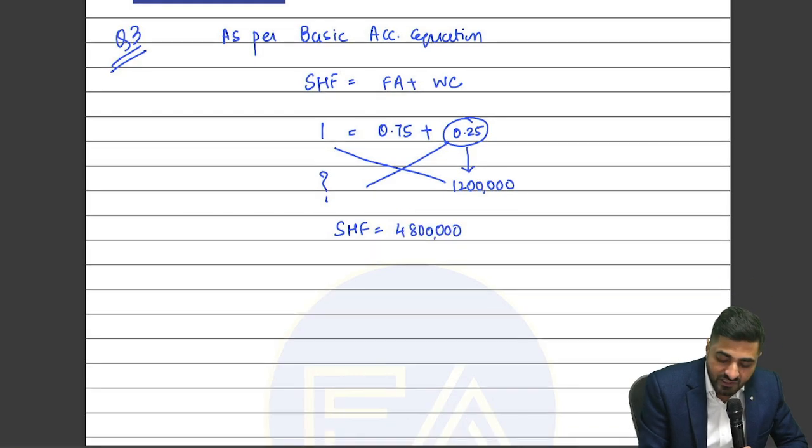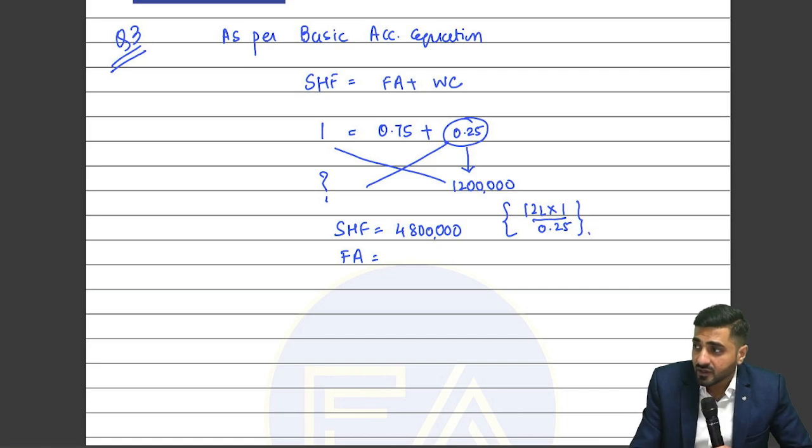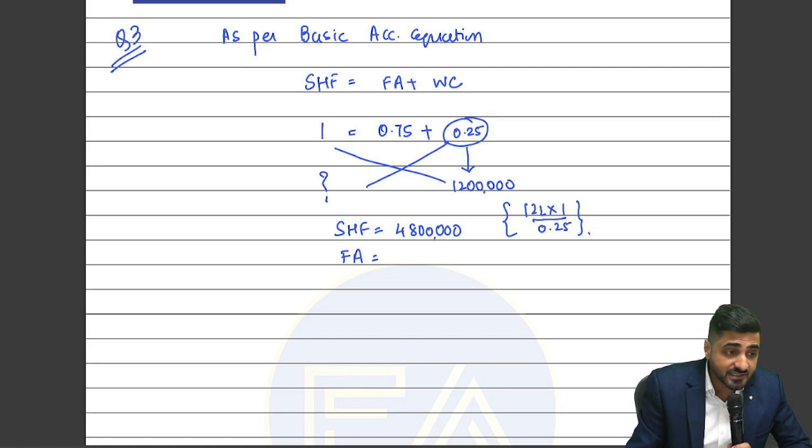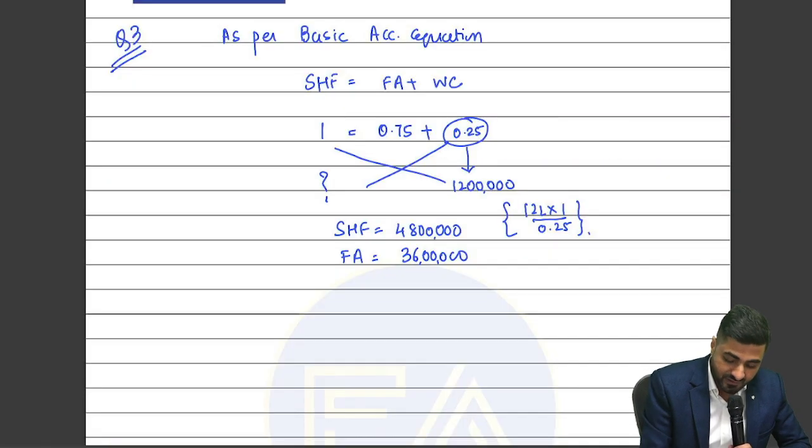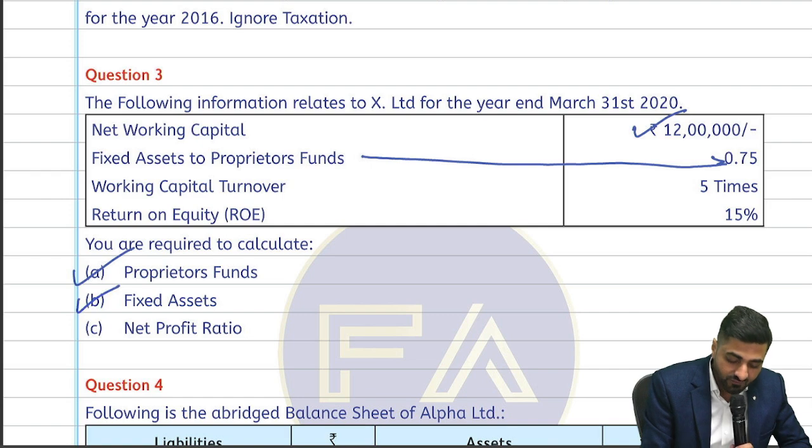And if shareholders' funds is 48 lakhs, what will be your fixed assets? 36 lakh. You understood now how you got 48 lakh? 12 lakh into 1, so divide by 0.25. Just making it clear for you. What is the amount of the fixed assets, everyone? 36. Okay, that's what they have asked, right? What is proprietor's fund? That is shareholders' funds. What is fixed asset? Fixed.